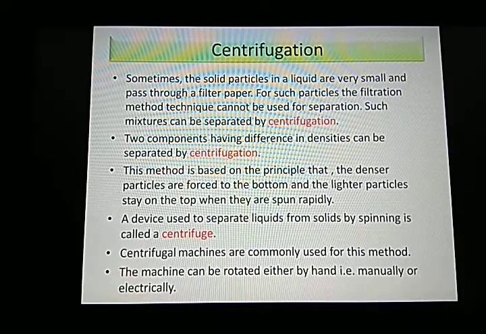Now the machines can be rotated either by hand, that is manually, or electrically. Centrifugal machines have this provision that they can either be run manually by hand, or it can be done electrically. Nowadays modern methods use electrical methods, but initially people used to do it with their hand manually. Now let us see how they do it.